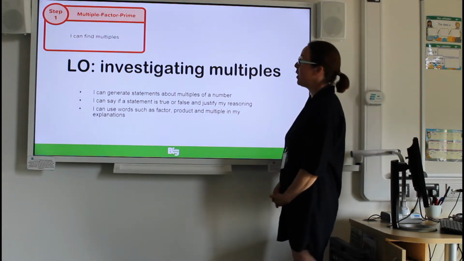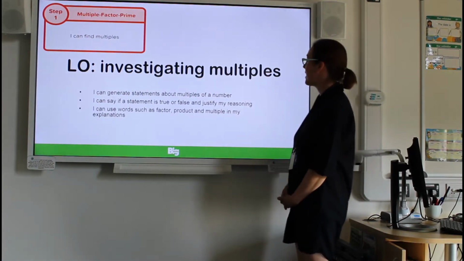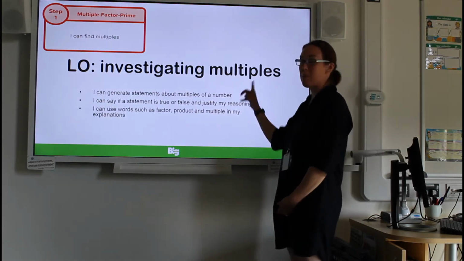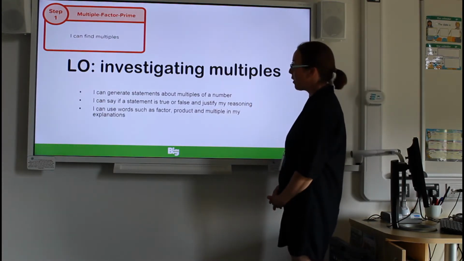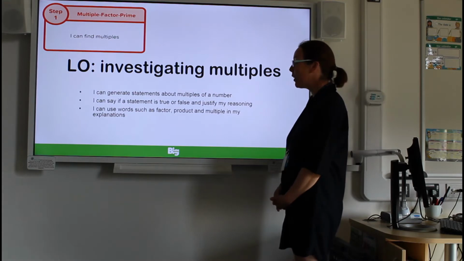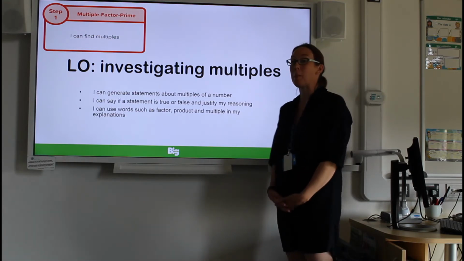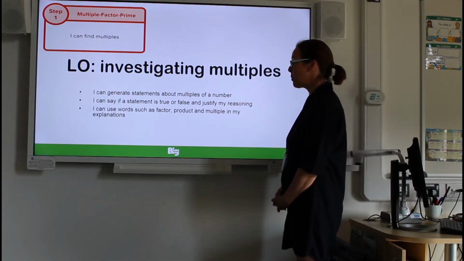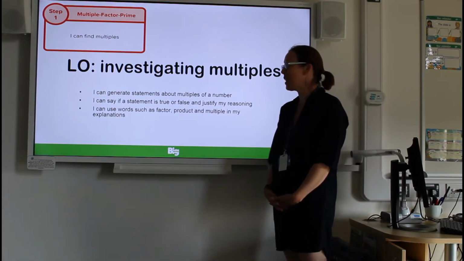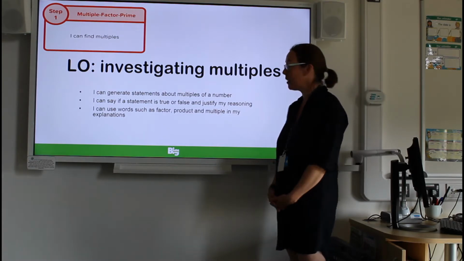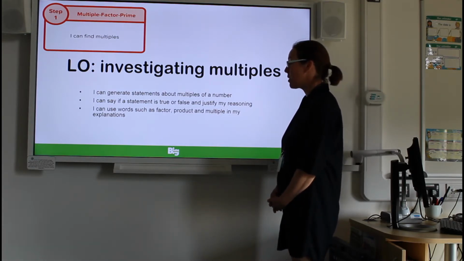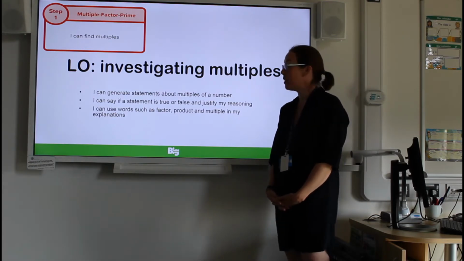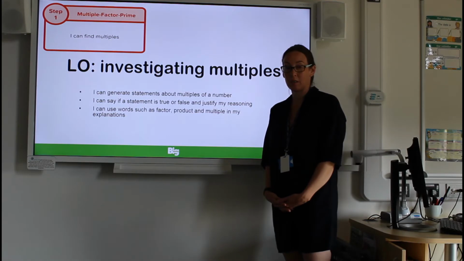In today's lesson we are going to be investigating multiples. Okay, I want you to think about that word for me. We will know that we have been successful if we can generate statements about multiples of a number, if we can say if a statement is true or false and justify our reasoning, and if we can use words such as factor, product and multiple in our explanations.